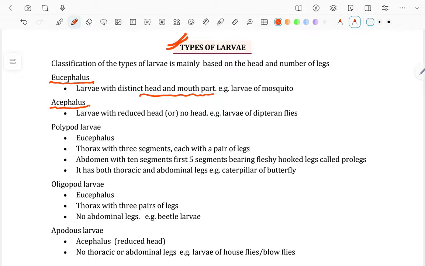Acephalous: larva with reduced head or no head. Example, larva of Dipteran flies.